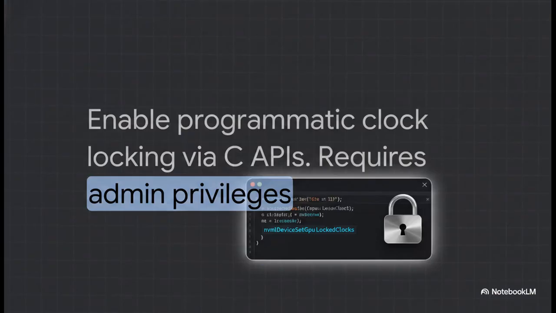Of course, if you're managing a massive cluster, you really don't want to be typing out terminal commands all day long. So for programmatic control, NVIDIA actually provides the NVML library. By using C APIs like nvmlDeviceSetGpuLockedClocks, you can lock these speeds automatically right from within a monitoring app or an orchestration script.